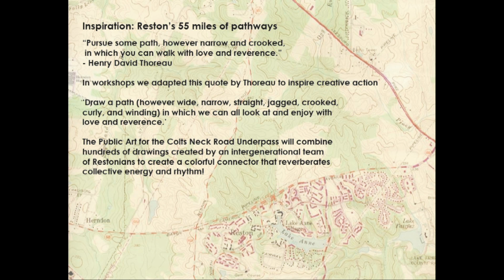You can see the short description I wrote. The public art for Colts Neck Road underpass will combine hundreds of drawings created by an intergenerational team of Restonians to create a colorful connector that reverberates collective energy and rhythm. So what does that look like, and how do we go about it? We have how we go about it down. What it looks like is still being made with the students. It's being made with the elders.